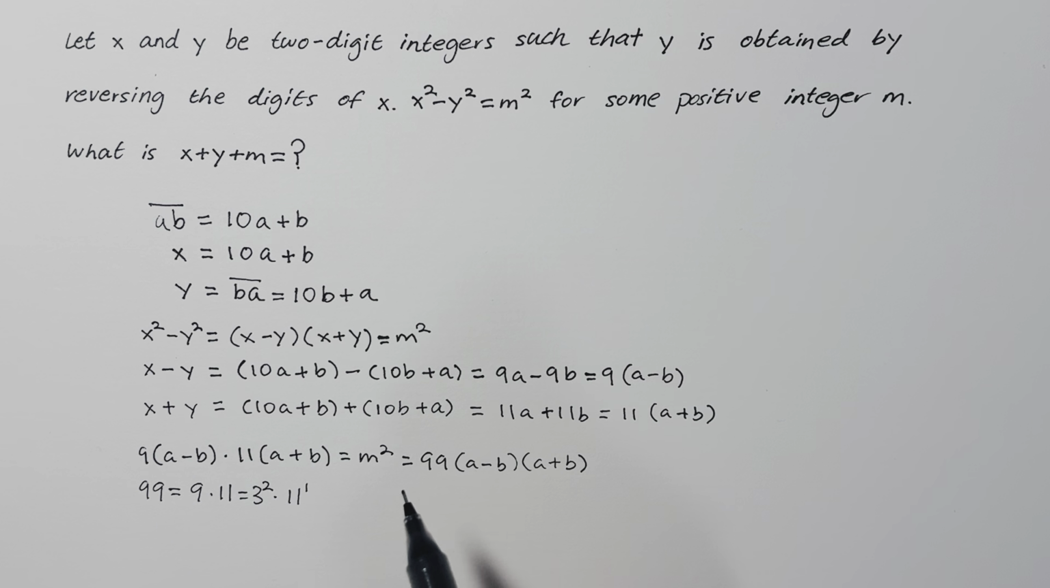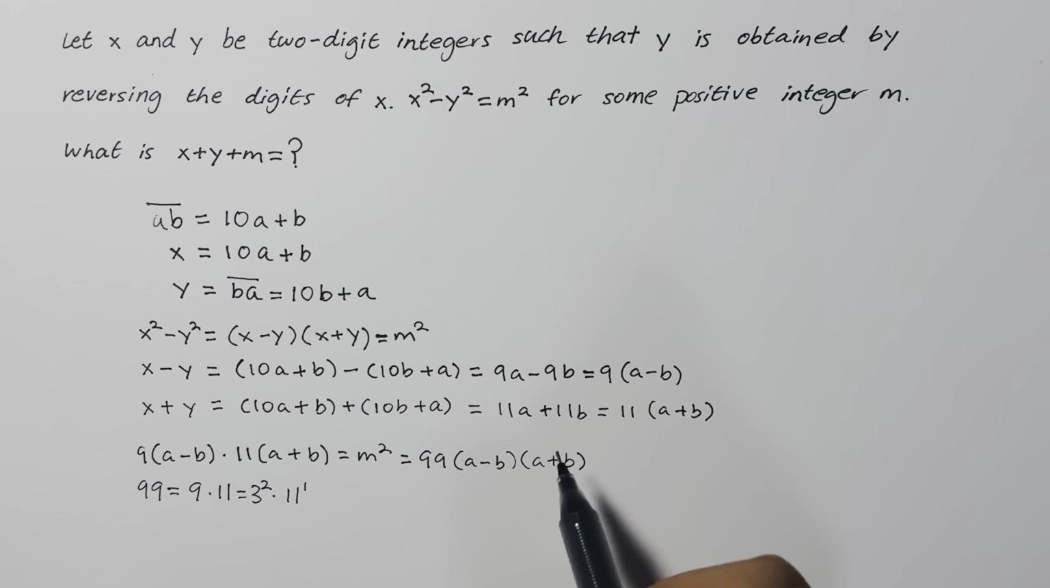And the 11 to the power of 1 is the problem. It has an odd power. So this will mean that the term a minus b times a plus b must supply at least one more factor of 11 to make the power of 11 even. So therefore, a minus b times a plus b must be a multiple of 11. And now we can find the final constraints to solve for the digits.